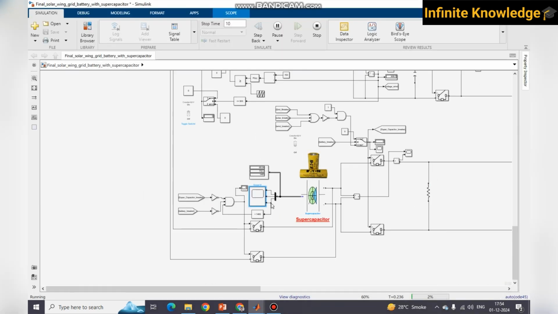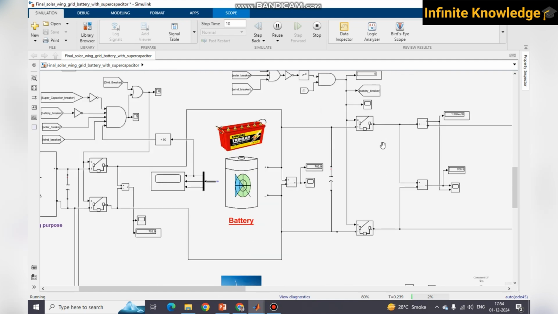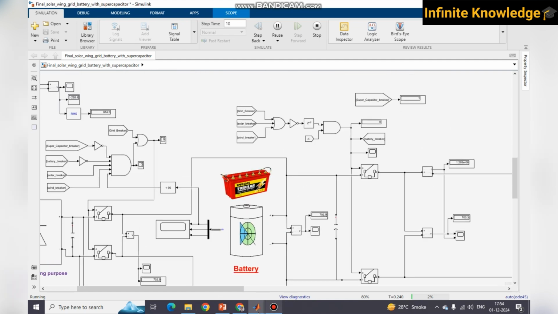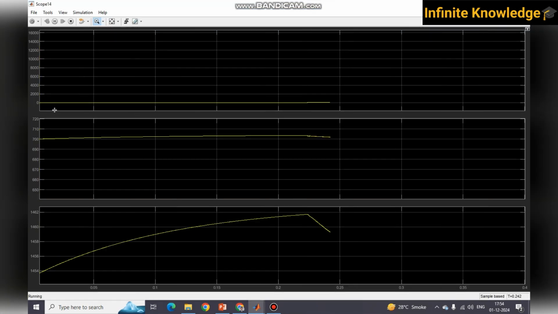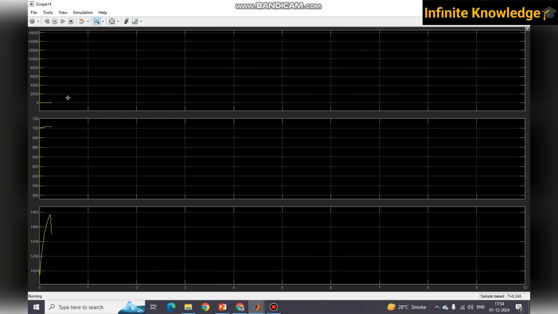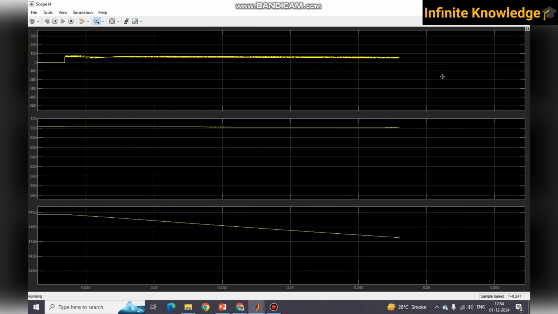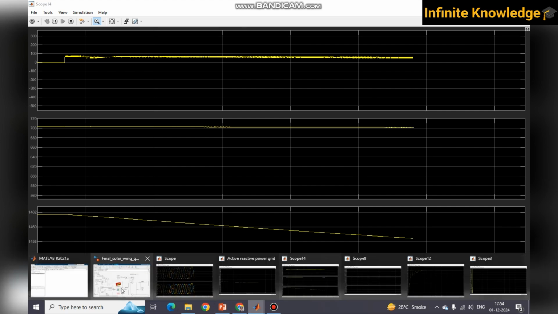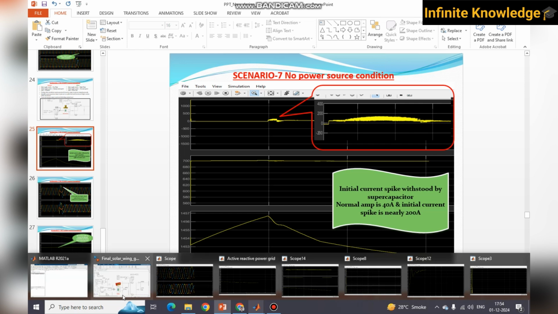Okay, and yet the battery has not come into the picture. You can see this is a spike, a current spike that we have developed here. This time it comes directly to the supercapacitor. This is how you can save your battery life.